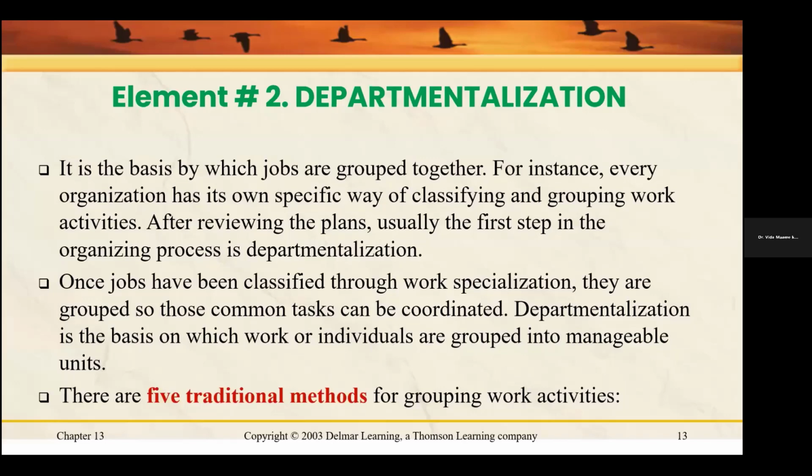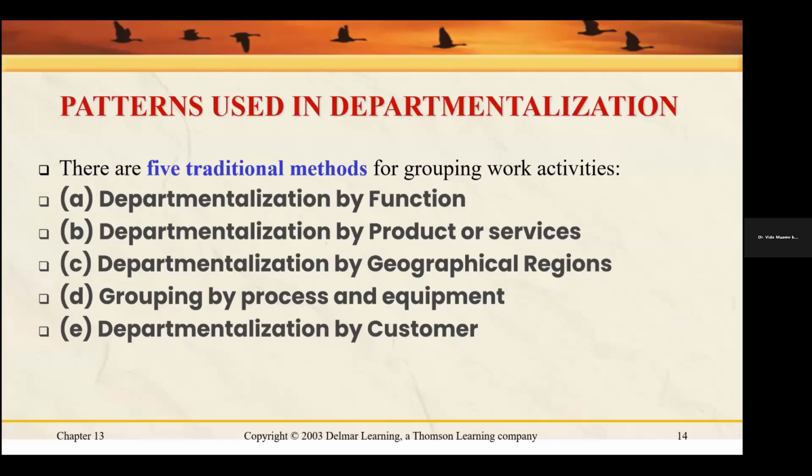And so there are 5 traditional methods for grouping work activities. These are the 5 patterns used in departmentalization. We have departmentalization by function, departmentalization by product or services, then by geographical regions, by processes and equipment, and by customer. So let's go through and see what departmentalization by function means.